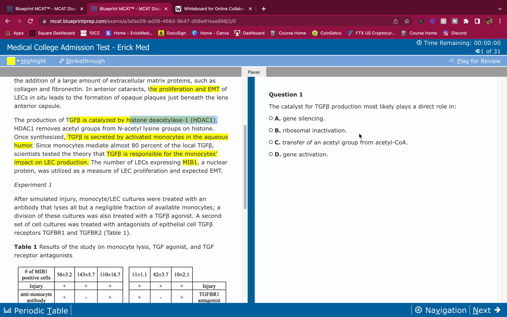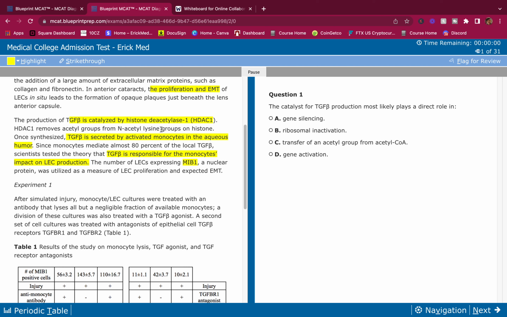All right, this is kind of content review here. Kind of content review, kind of not. All right, you should know what histone acetylation does to chromatin. Okay, you should know that when we acetylate chromatin, specifically at those histone proteins, that's going to loosen the chromatin, and that's going to upregulate gene expression.